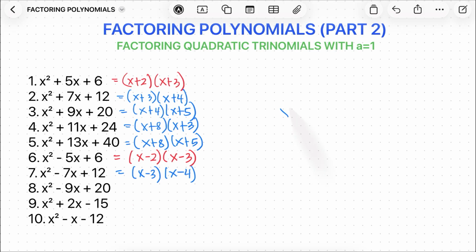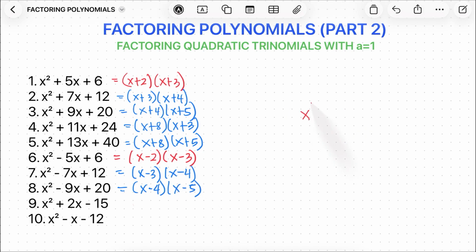Let's proceed to the next one. So x squared minus 9x plus 20. So factors of 20 that if we add is negative 9. So we have negative 4 and negative 5, right? Because negative 4 times negative 5 is positive 20. And if you add negative 4 and negative 5, that will be negative 9. So our answer would be x minus 4 times x minus 5.